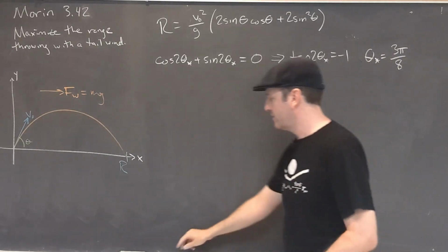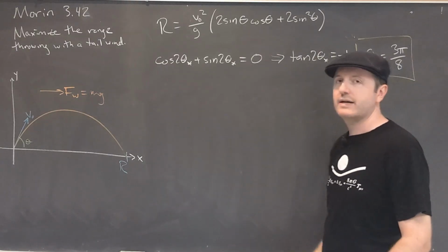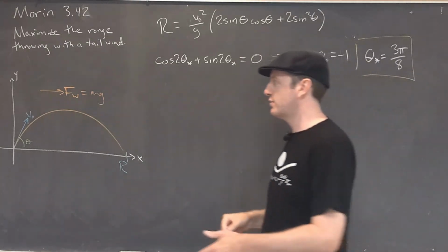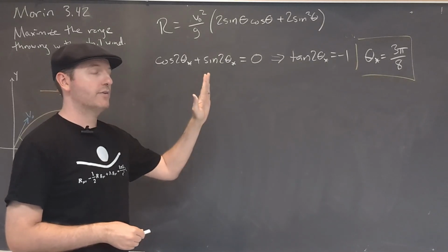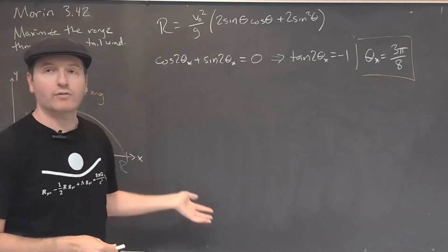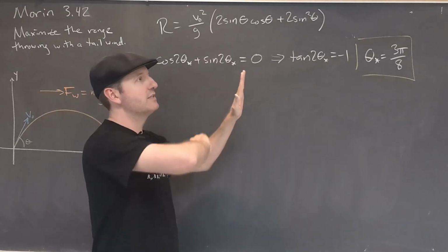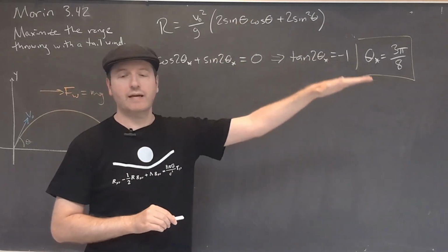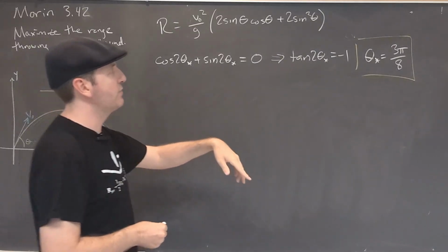So there's the answer to the question. This launch angle will maximize the range of our projectile when we include the wind. Notice that it is a little higher than pi over 4, which would be the same thing as 2 pi over 8. So we are aiming a little bit up, basically to stay in the air longer and take advantage of that horizontal wind longer. Now let's actually find what this angle is.